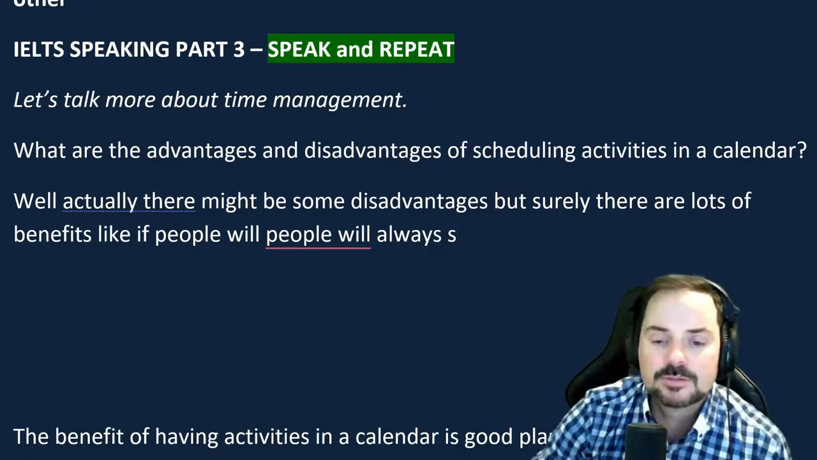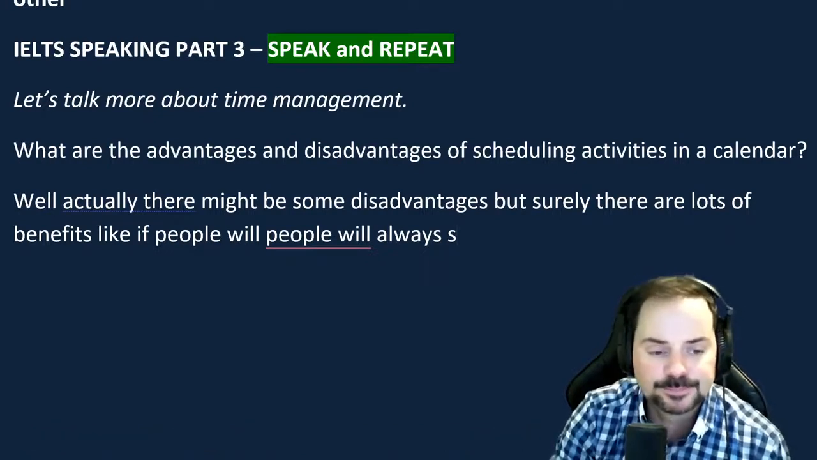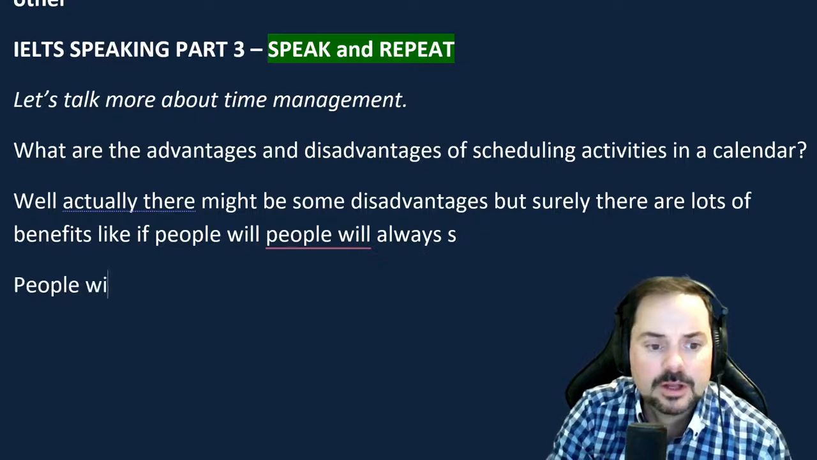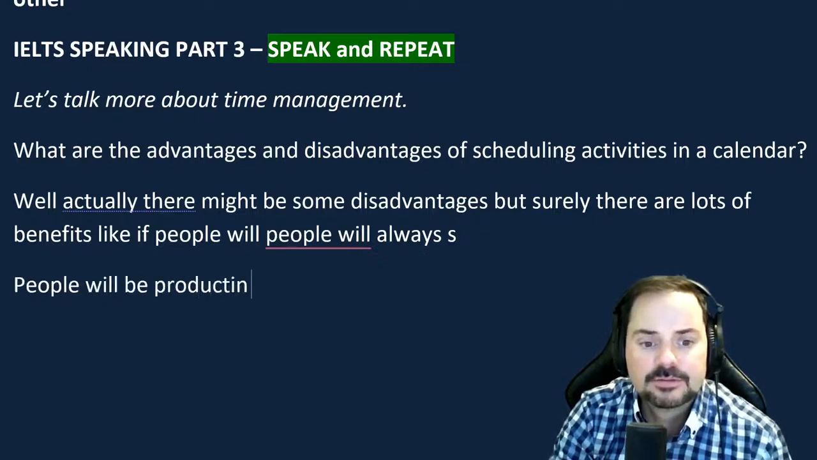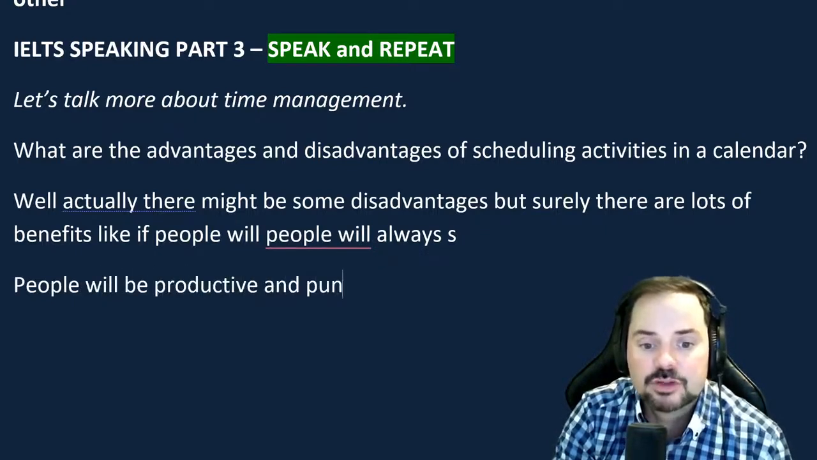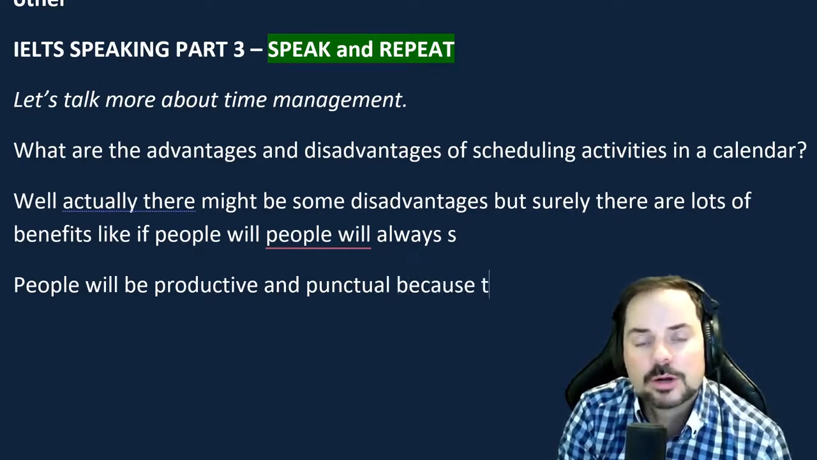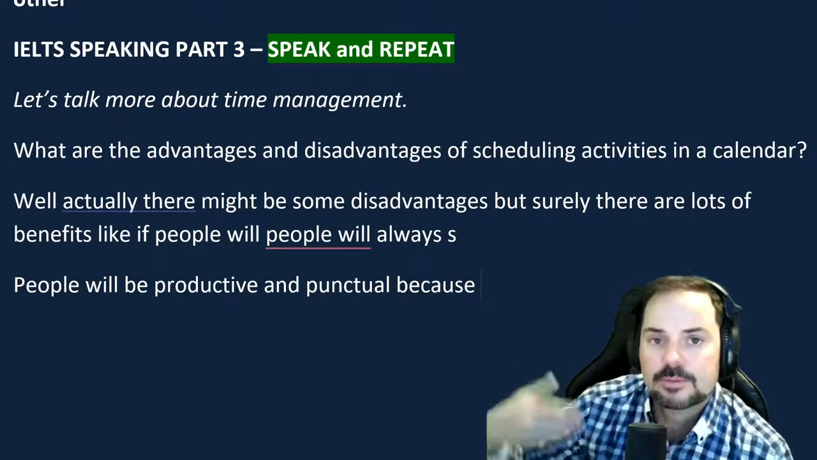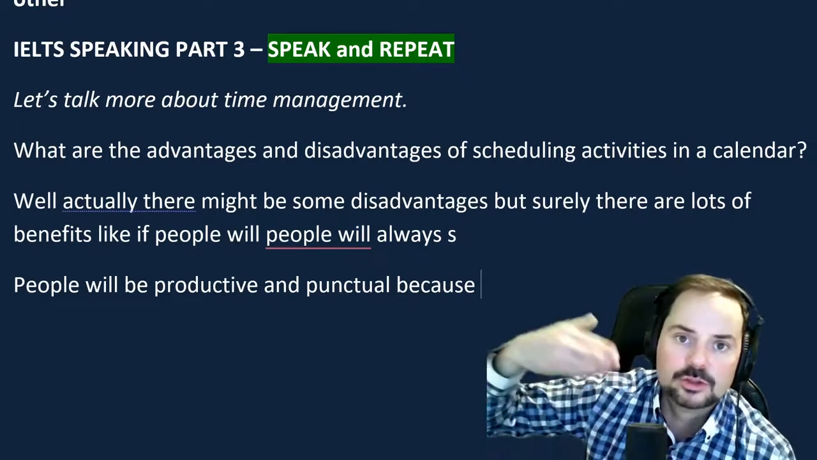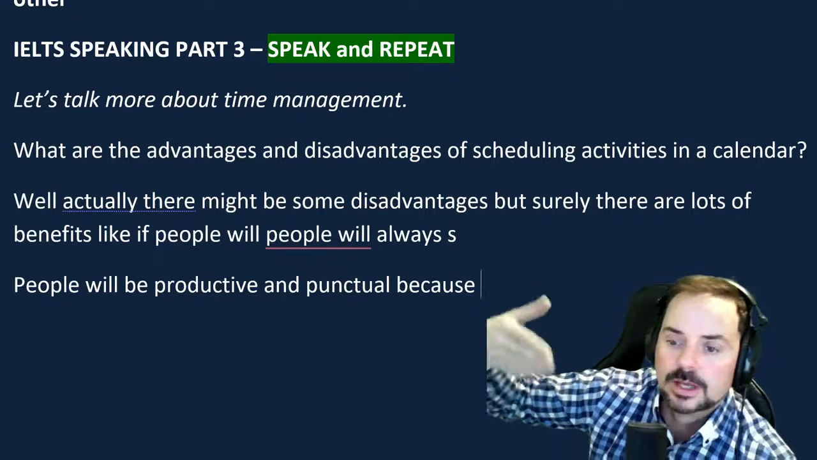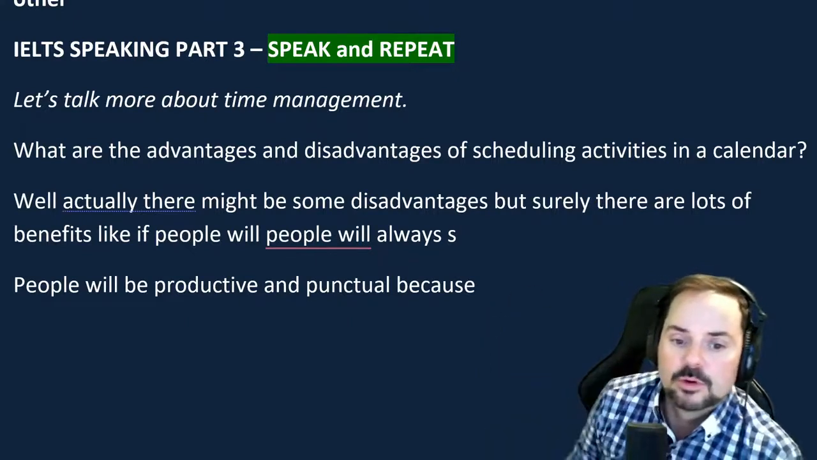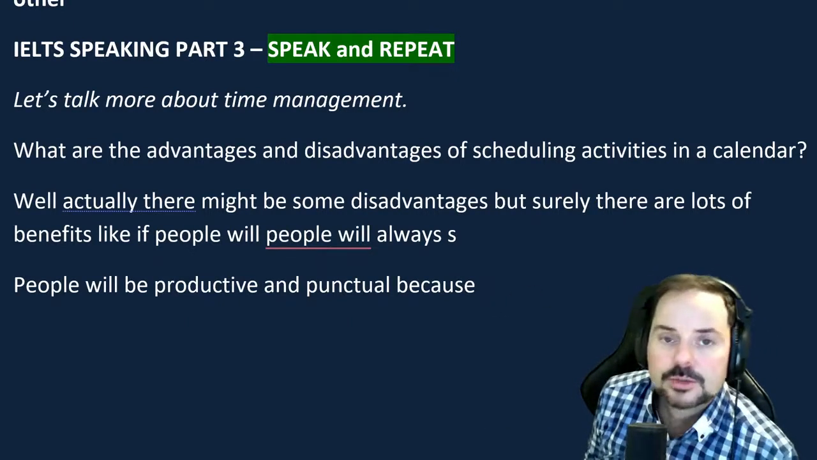So here, you should have said something like people will be productive and punctual. Do you know this word punctual? Yeah. And why? So what could be the explanation for this? So if I'm putting my to-do list into a calendar, why does that make me more productive and more punctual? What's the reason for it?